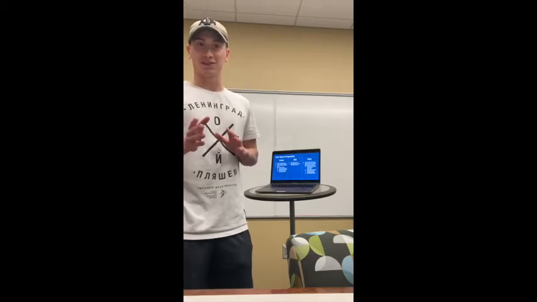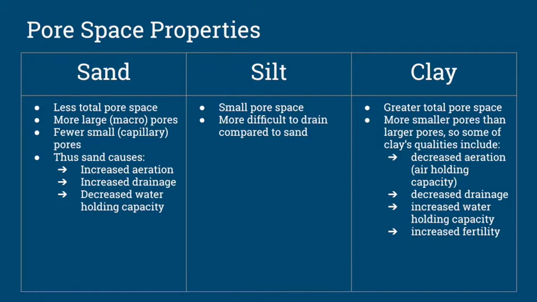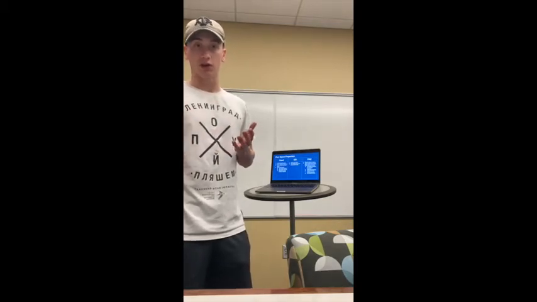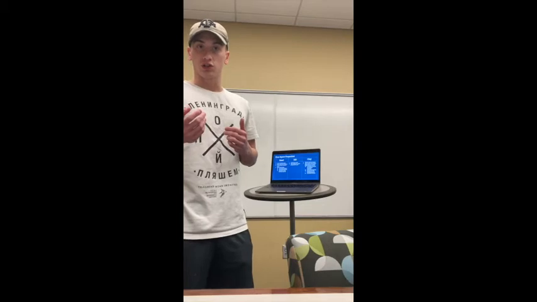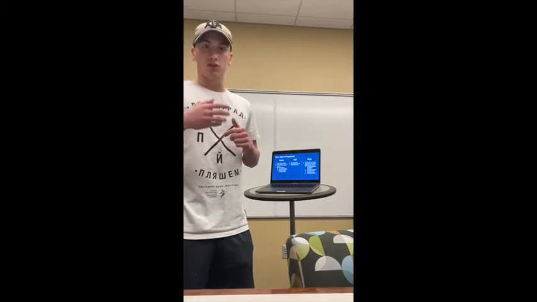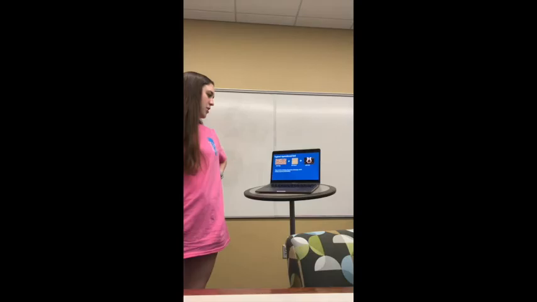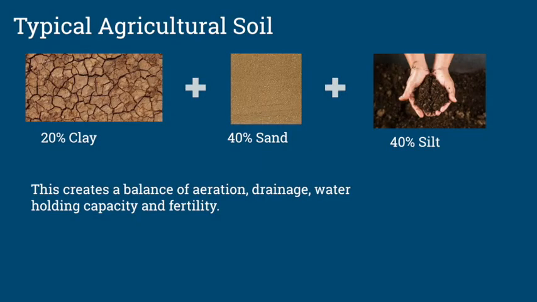Now for the clay pore space properties, it has greater total pore space. It's more smaller pores than larger pores in it. So some of the clay's qualities because of that include decreased aeration, decreased air holding capacity, decreased drainage, increased water holding capacity, and increased fertility. And lastly, the typical agricultural soil is 20% clay, 40% sand, and 40% silt.